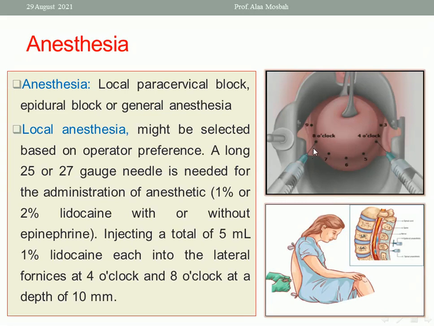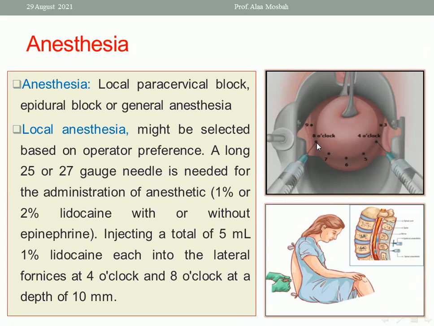Especially if the procedure will take a short time. So, lidocaine 1 to 2%, 5 mL is injected at 4 and 8 o'clock. At 4 and 8 o'clock, okay? Where is the site? The site is the vaginal fornix, or the reflection of the vagina on the cervix. At the site of reflection of the vagina on the cervix at 4 and 8 o'clock.